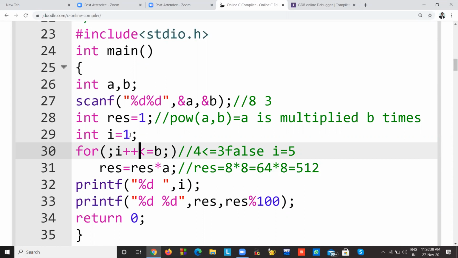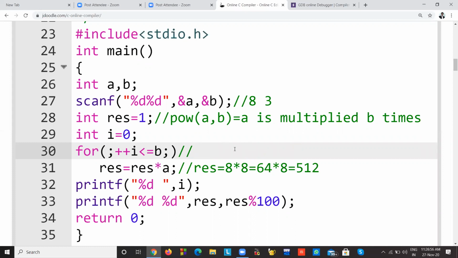Okay, next I'm just initializing i equal to 0. Okay, now see how this gets executed. So I will write ++i <= b. Okay, so let's see how this will get executed.